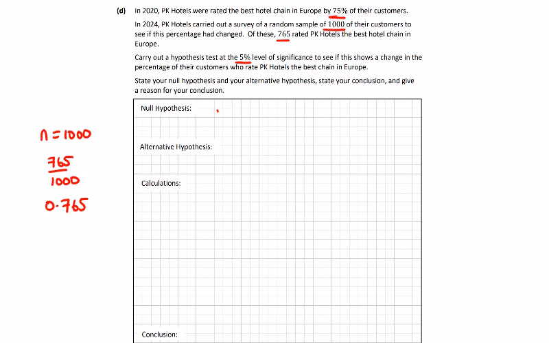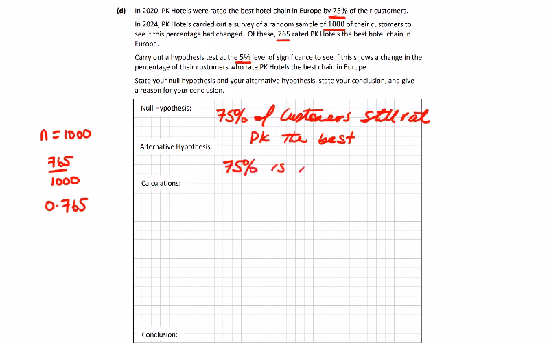So our null hypothesis: 75% of customers still rate PK the best. And the alternative is that 75% is not the percent of customers ranking PK the best, something along these lines. You can imagine the examiner is going to read something that's half right and give you the marks.